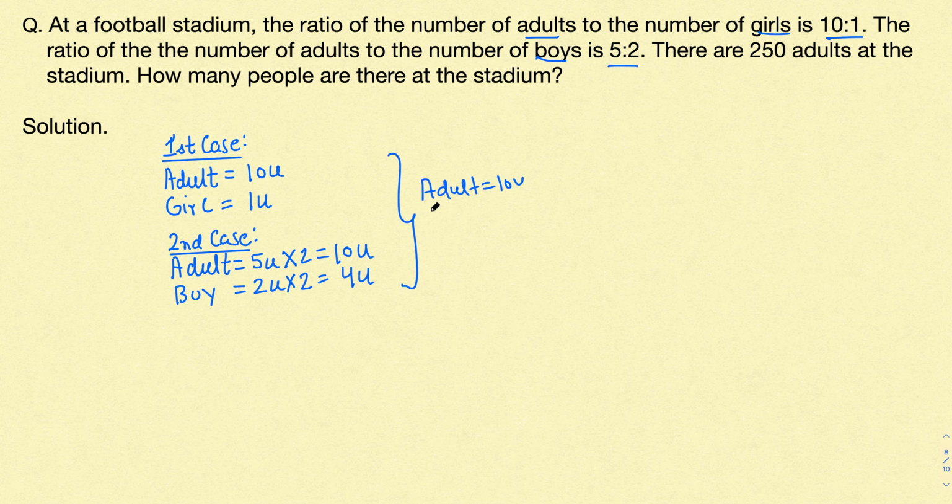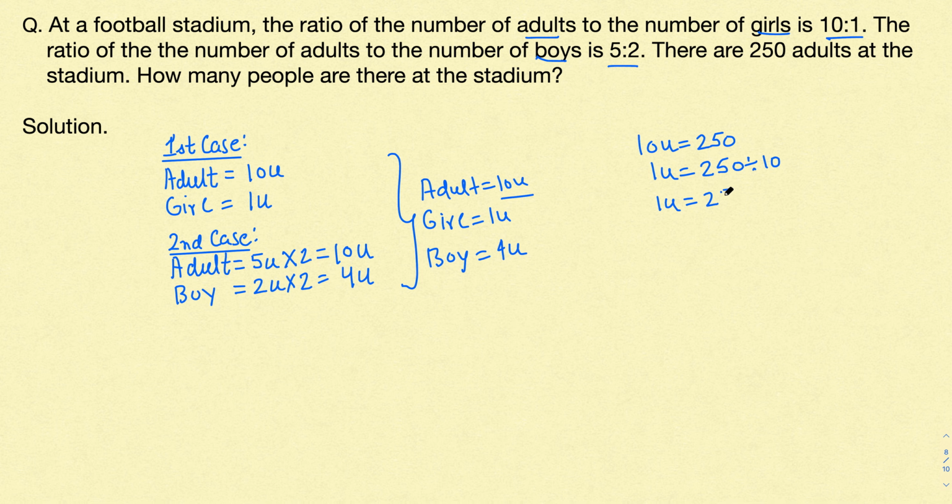There are 250 adults at the stadium. So we have to find how many people are there at the stadium. So see, we actually know the actual number of adults in the stadium, and we also know the number of units of adults is 10 units. So straight away we can say that this 10 units is equal to 250, right? So 1 unit is equal to 250 divided by 10, and that will give us 25. So 1 unit is 25.